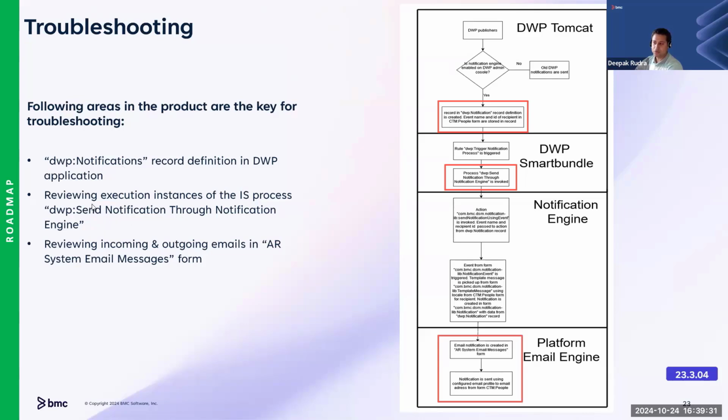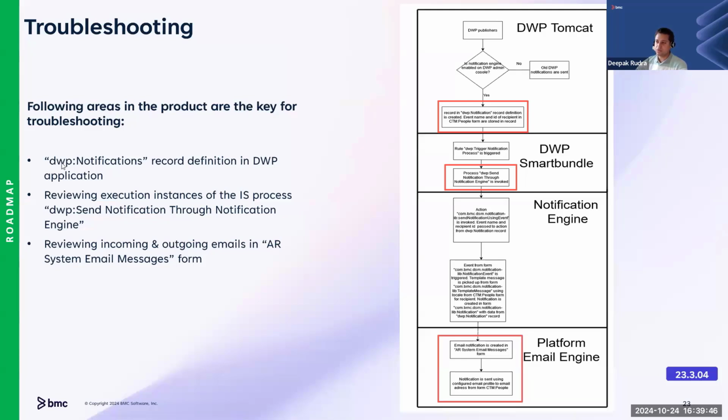Did the process run to pass it on to the notification engine, the library there? And if it was executed successfully, then you should have an entry here in AR System Email Messages. You can trigger all of this from scratch.